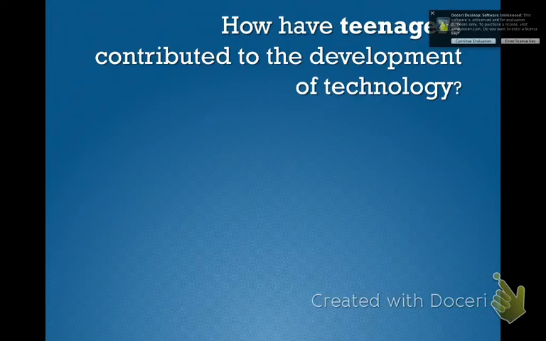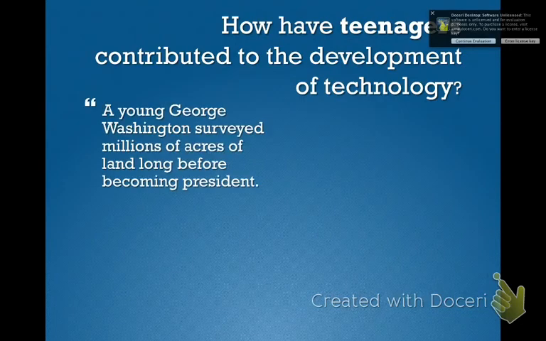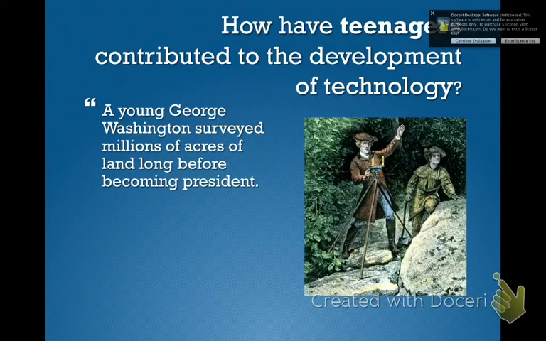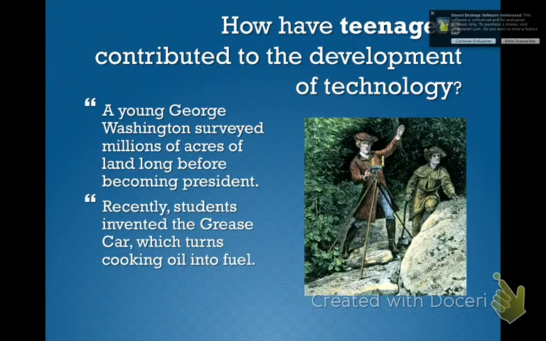First, I want to talk about some teenagers. Teenagers are kids your age, 12, 13 years old. Go through the slide, then I'll tell a little story about the television. We have young George Washington, who created the first surveying equipment so we can survey the land, how much land is there, how tall the land is, how big an area of mass is. A kid created the grease car, which basically takes vegetable oil and you put it into the engine and you can go. They went from McDonald's to McDonald's across the United States driving this car.